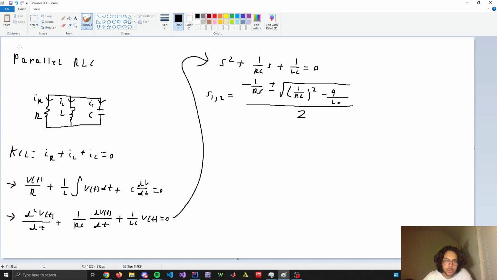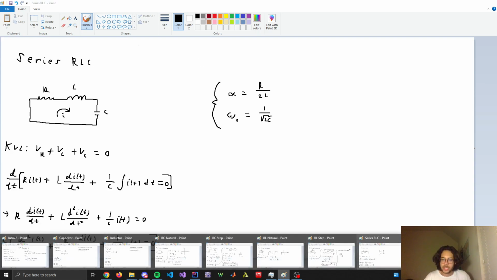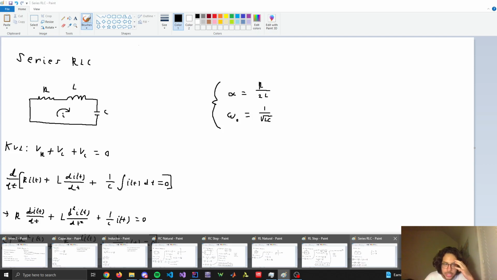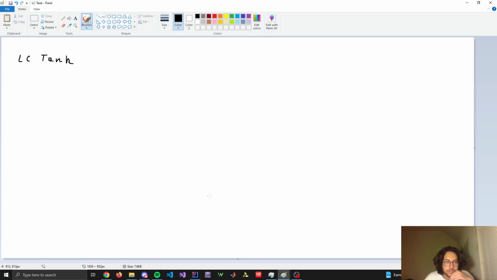But for parallel, we also have those two things, except alpha is now 1 over 2RC. But omega sub naught is going to stay the same. It's 1 over the square root of L times C. So 1 over the square root of LC is actually the frequency at which the circuit will oscillate. Just like the first order circuits, it's just this time it's 1 over the square root of LC. So yeah, that's it for series and parallel RLC circuits.